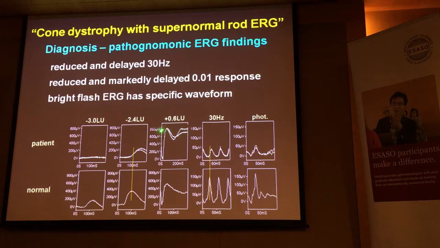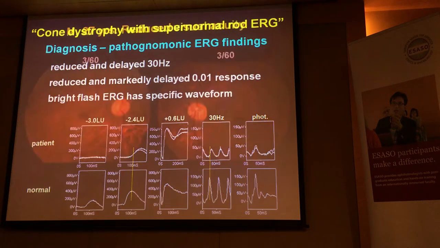And this is why Peter called it supernormal, because you've now got nothing with a dim flash compared to a normal where you might get 200 microvolts. But here, the b-wave, rather than being 500 or so microvolts, is 800 microvolts. And that's the so-called supernormal. Most patients do not have supernormal ERGs. So the name isn't right for most people. But Peter saw his one case, and it was named on the basis of that one case. And it's true, you can get it, but most patients don't show that.